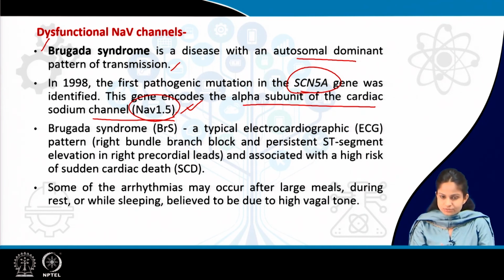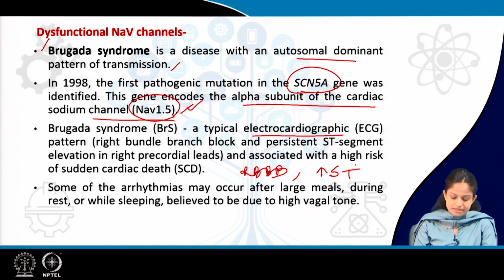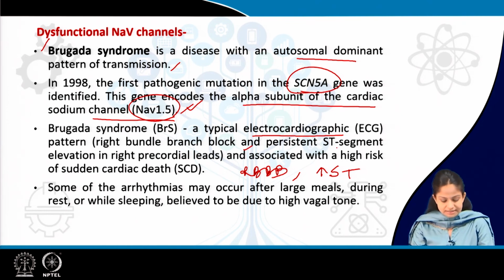cardiac sodium channels, specifically NaV 1.5, and it presents with a typical ECG pattern with a right bundle branch block and a persistent elevated ST segment in the right precordial leads, which usually leads to sudden death. Now, these terms we will further describe in the upcoming lectures, when we study electrocardiography in detail.